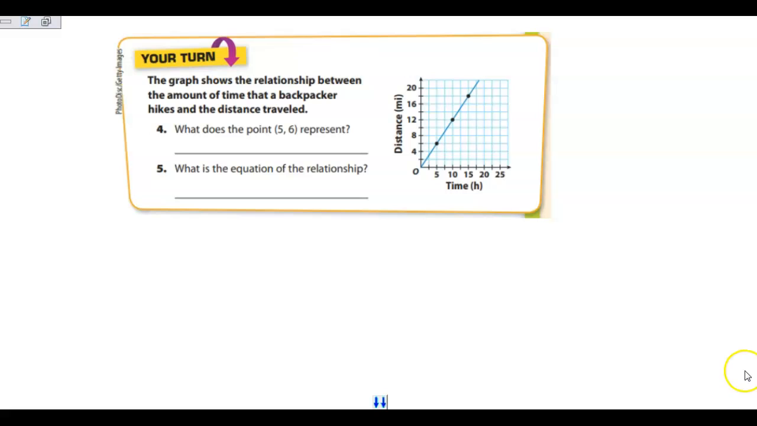The graph here shows the relationship between the amount of time a backpacker hikes and the distance traveled. And so they want to know, what does the point 5, 6 represent? So this point right here. Well, the 5 is representing 5 hours. So in 5 hours, the hiker hiked, this is going up by 2's, so 6 miles. 5 hours, hiked 6 miles.